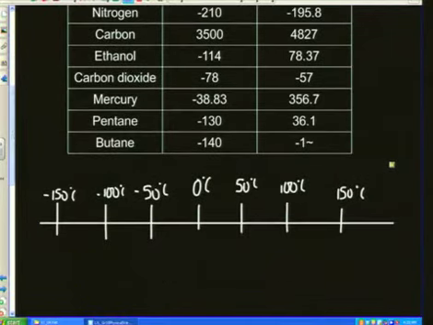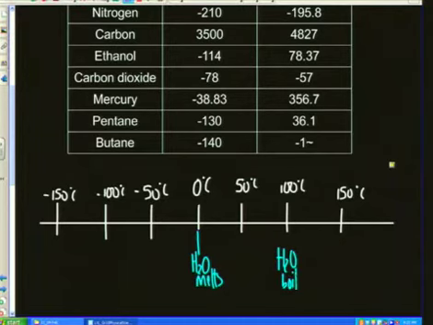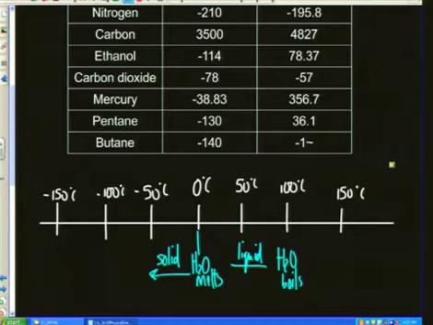So I'm going to change, and let's go to blue. And I'm going to write here H2O. And that's where it melts. And that's where it boils. Now that might sound silly, but below that, do you agree that it's going to be a solid? Between those two, it's going to be a liquid. And after that, it's going to be a gas.